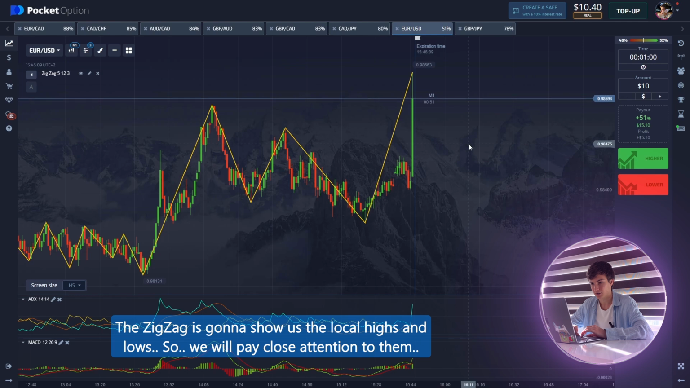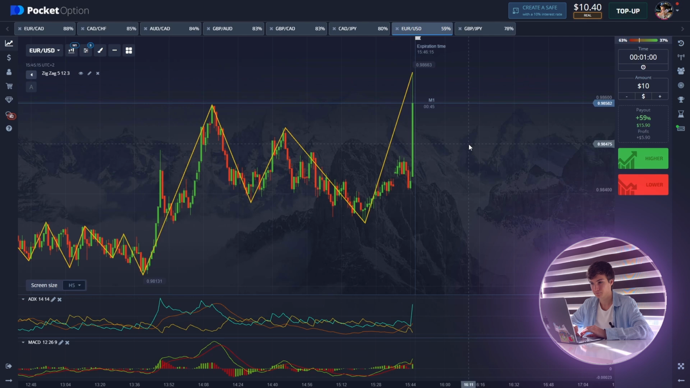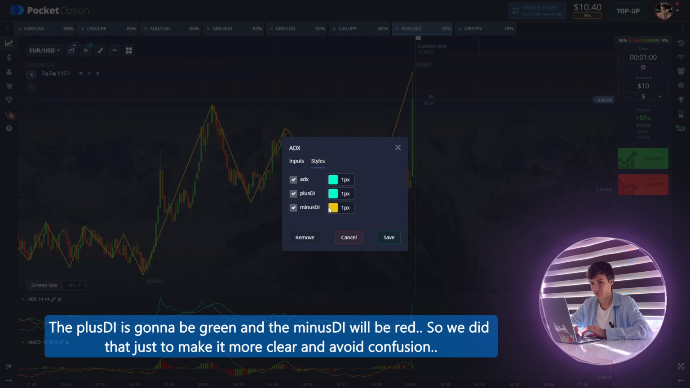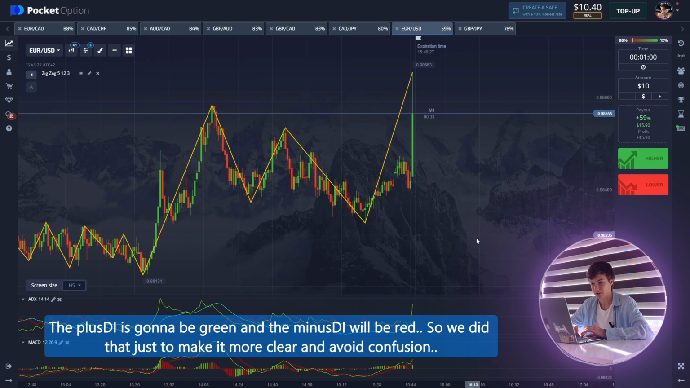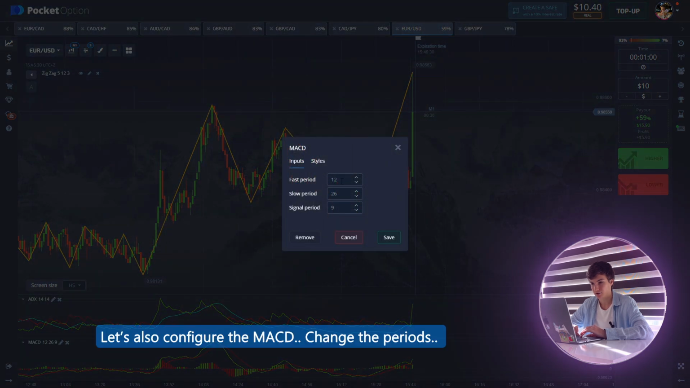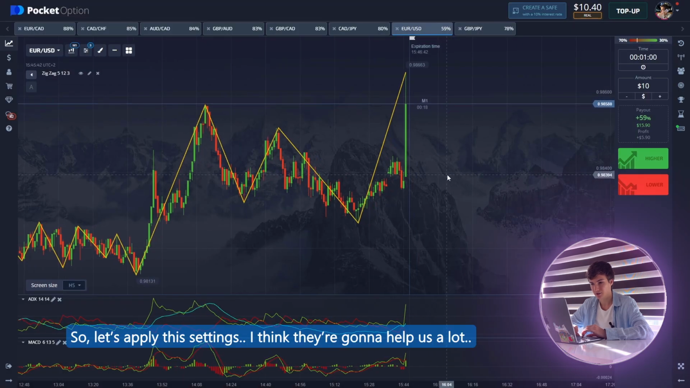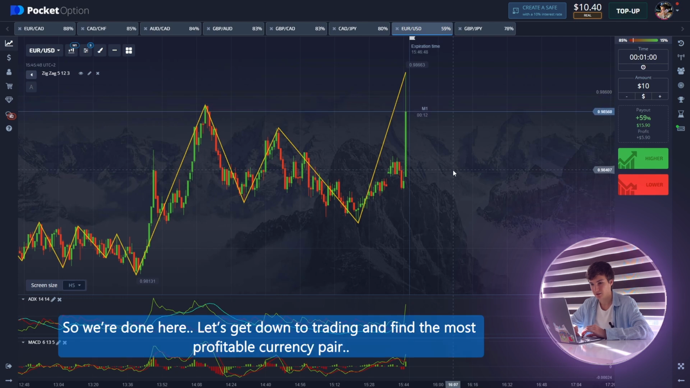That zigzag is going to show us the local highs and lows, so we will pay close attention to them. Let's configure the ADX. The moving average will be blue, the plus DI is going to be green, and the minus DI will be red. We did that just to make it more clear and avoid confusion. Let's also configure the MACD. The fast period will be 6, the slow one will be 30, and the signal period will be, I guess, 9. So let's apply the settings. I think they are going to help us a lot. So we're done here. Let's get down to trading and find the most profitable currency pair.